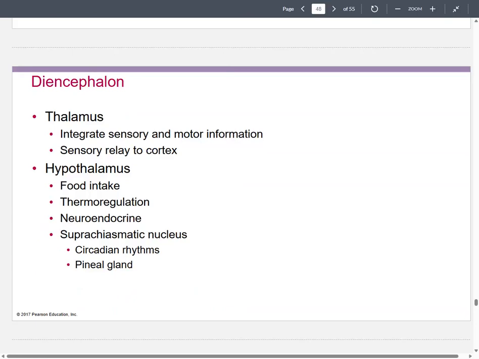So it's heavily involved. We're also going to find a nucleus. Remember, this is going to be a cluster of cell bodies that's referred to as the suprachiasmatic nucleus. This nucleus is going to be attached to the pineal gland, which secretes melatonin, and the nucleus itself is going to regulate our circadian rhythm.